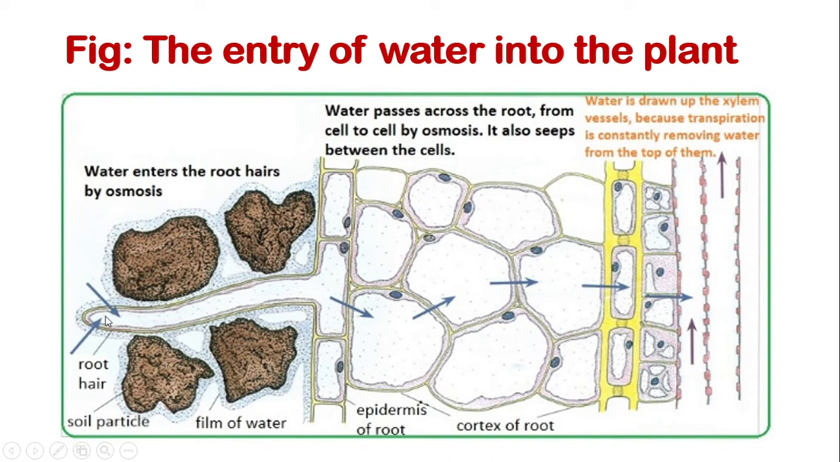So as you can see from this picture, the vacuole of the root hair cell is a bit larger compared to the next cell, and it contains sugars, salts and amino acids, which increase the concentration of the cell sap present in the vacuole. So we can say that the water potential is low inside the cell sap of the root hair, and the water potential is higher in the water surrounding the soil.